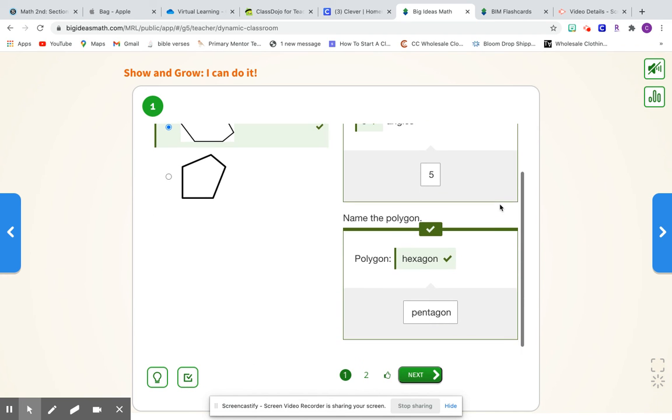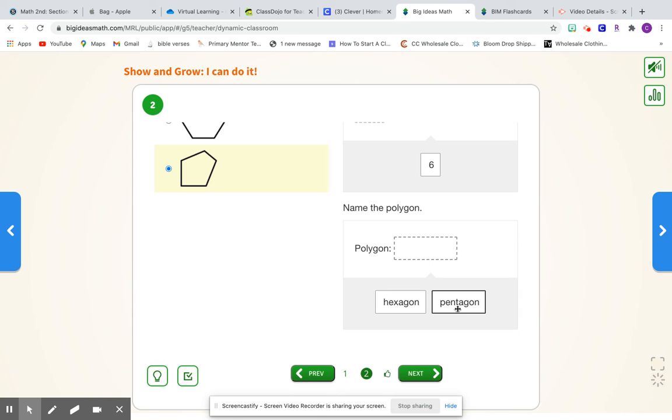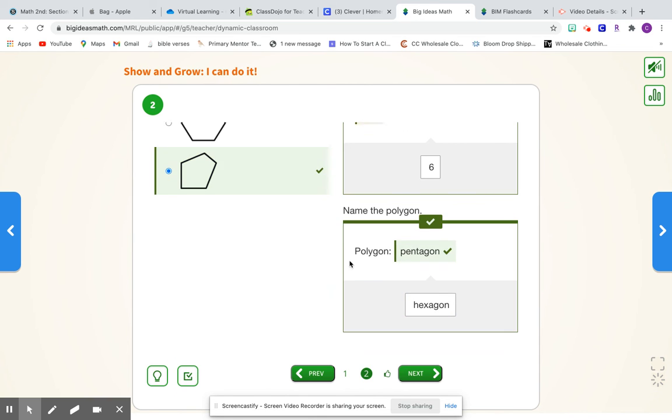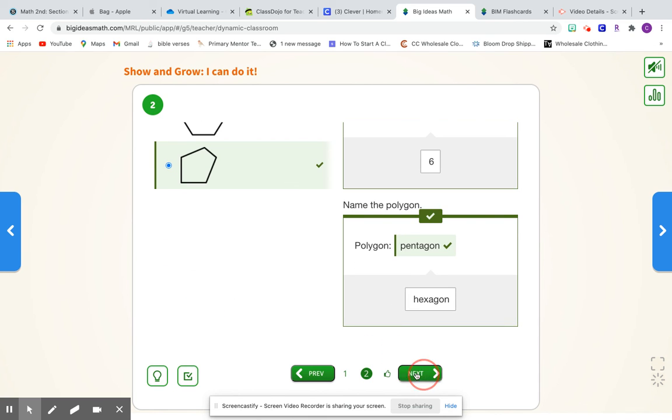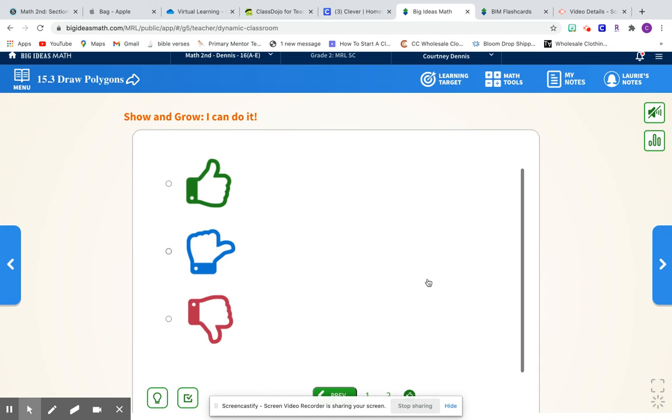So let's check our answers. All right, and let's look at the next one. A polygon with 5 angles. One of the angles is a right angle. All right, well, this one right here, we can look and see has no right angles in it. This is the only right angle that we see, but let's make sure it has 5 angles. 1, 2, 3, 4, 5. Now, how many sides does this shape have? 1, 2, 3, 4, 5. And if it's 5 sides, it is a pentagon. Let's check our answers. Now, you guys can do your 15.3 practice and make sure you are reading the whole question when you are choosing your shape.